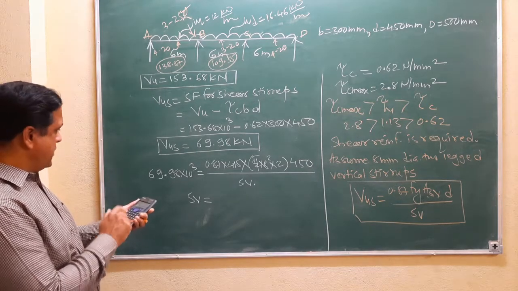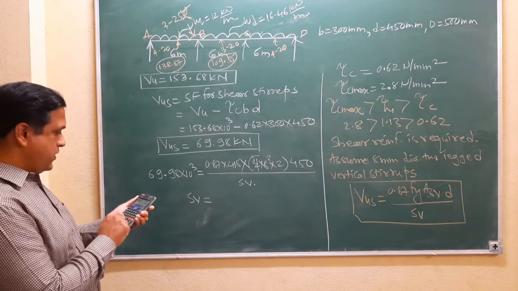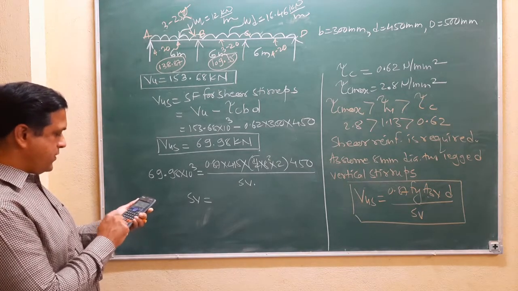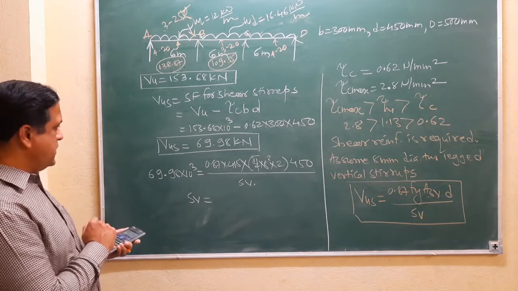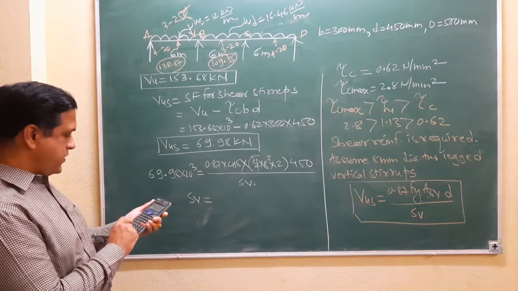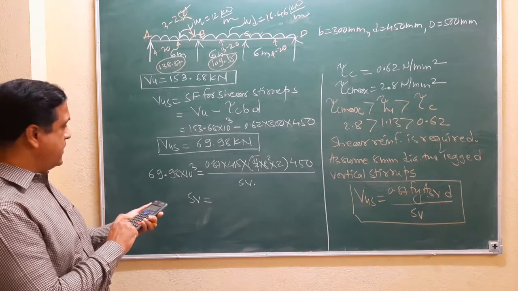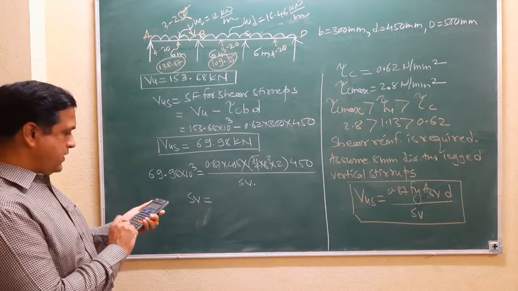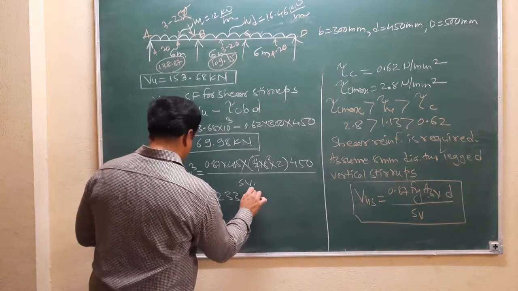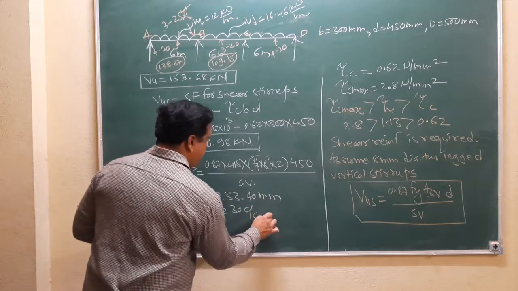So the spacing is 0.87 Fy, 415 into 100.53 into 450, divided by 69.98 into 10 raised to 3, which is 233.40 mm. So say 230 mm center to center.